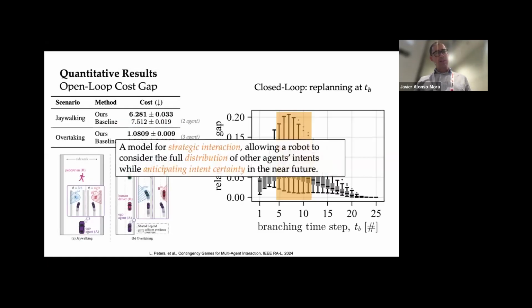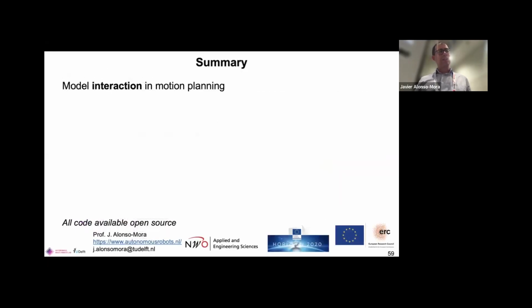So maybe let's just skip the results and go directly to the summary. So in summary, what I explained were different methods for how to model interaction in motion planning, interaction between the robot and other agents in that environment.